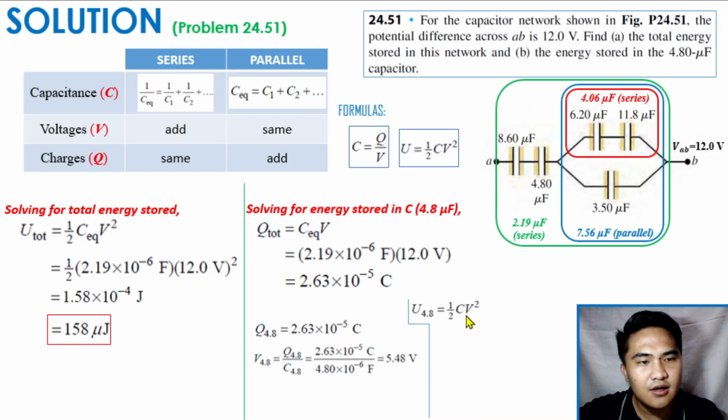Since we have the potential difference, we can now solve for the energy. Substituting the values, capacitance is 4.8 microfarad and the voltage in this capacitor is 5.48 volts. Solving this, we will get 7.21 times 10 to the negative 5 joules, or 72.1 microjoules. This is the energy stored in the 4.8 microfarad capacitor.